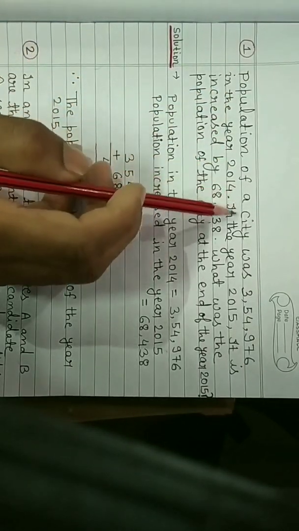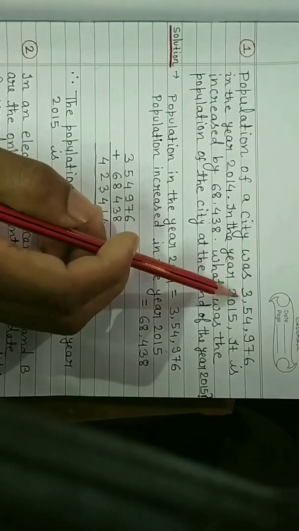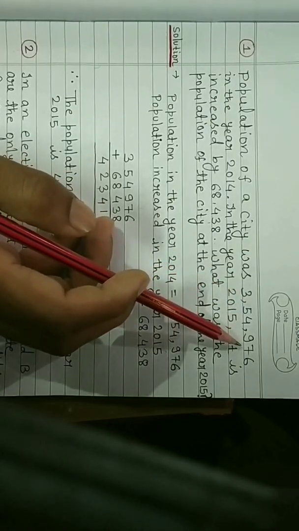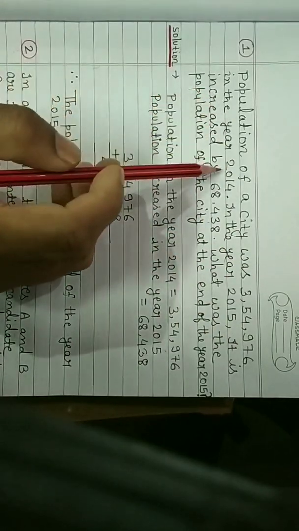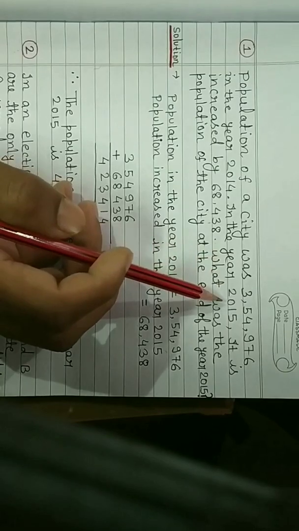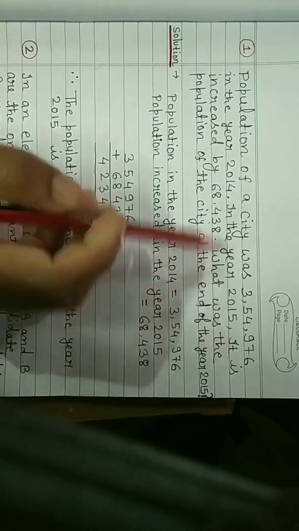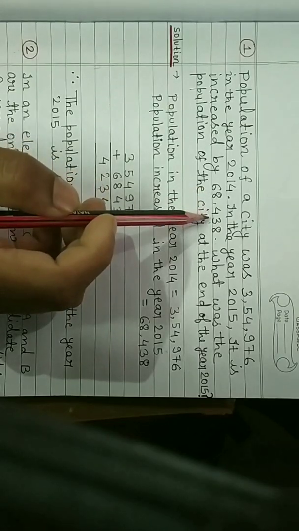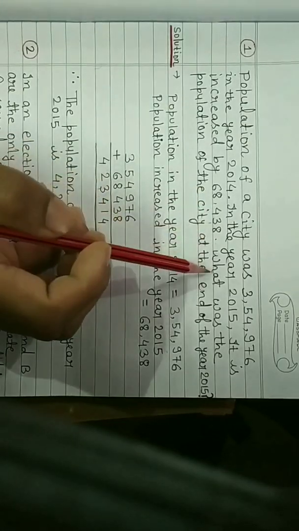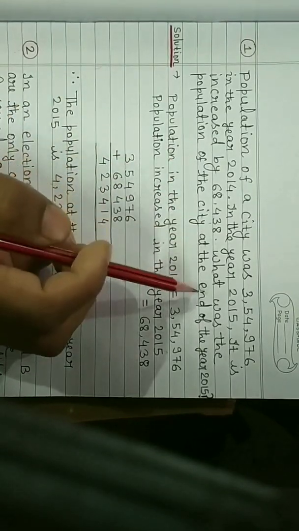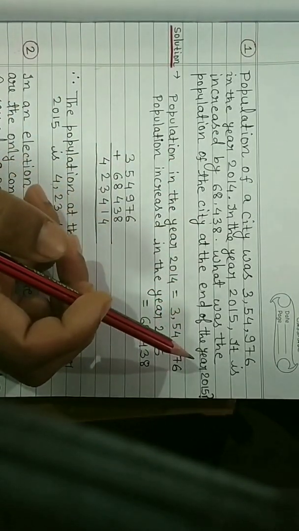Population of a city was 3,54,976 in the year 2014. In the year 2015, it increased by 68,438. What was the population of the city at the end of the year 2015?